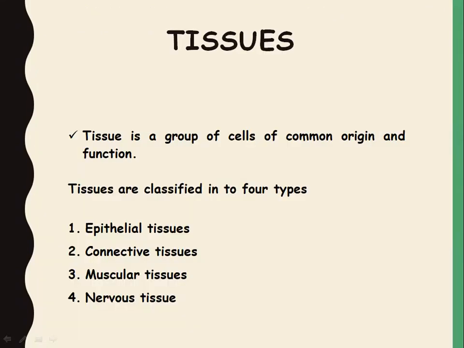Now next one is the tissue. Tissue is a group of cells of common origin and function. There are four types of tissue. First one is epithelial tissue, second is connective tissue, third is muscular tissue and fourth is nervous tissue.